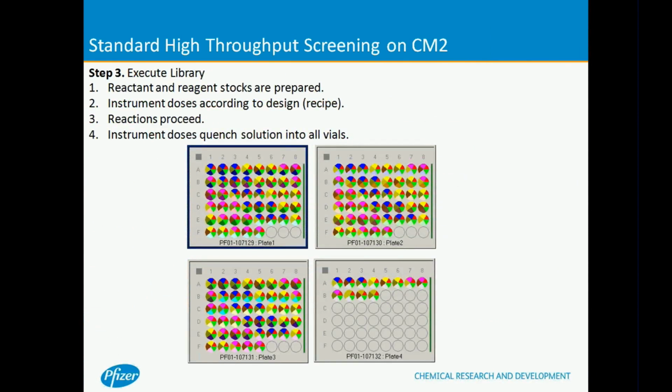All of the reagents are added, the reactions proceed, and then one thing that we've programmed into almost all of our workflows now is the instrument will automatically dose quench solution into all vials at the end point. This allows us to take the vials, stir them up, and then move them directly to UPLC mass spec for analysis.